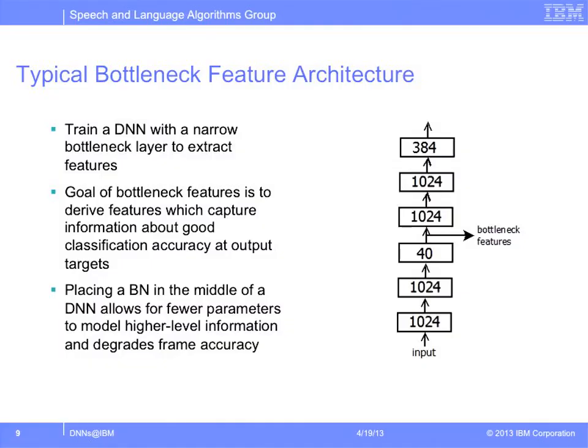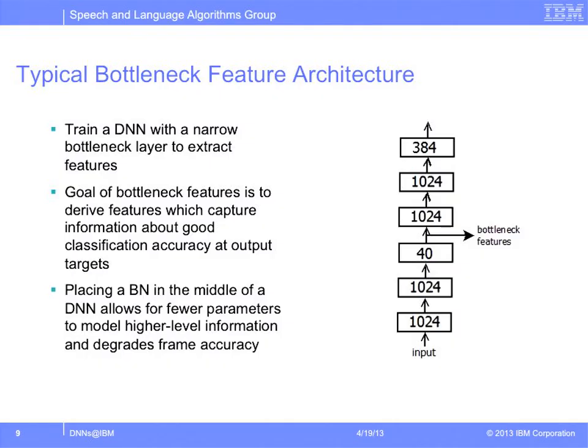So this was the structure that was typically looked at in the past. What they would do is they would train a neural network with a small bottleneck layer here in the middle. And then you train this to completion, and once you're done, what you do is you then extract out the bottleneck features here before the nonlinearity and use these as your new features for your GMM.